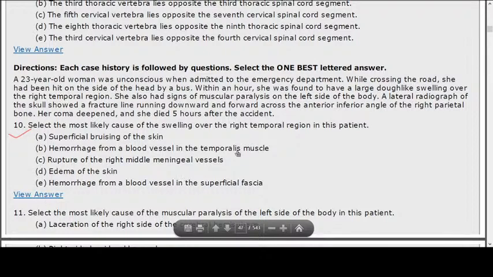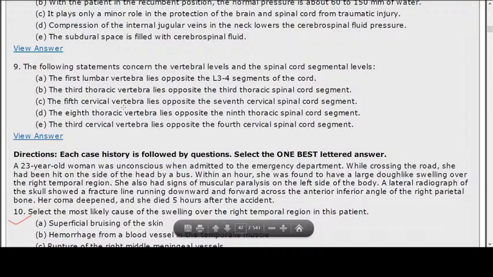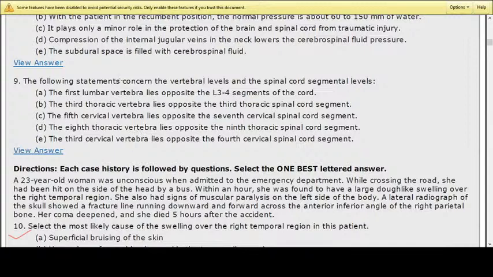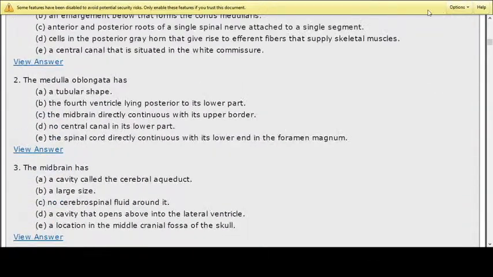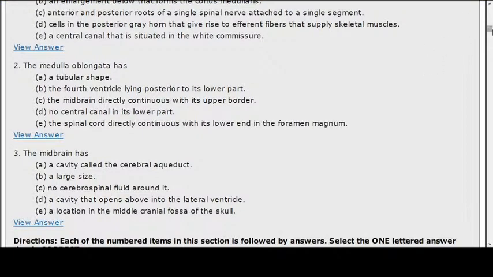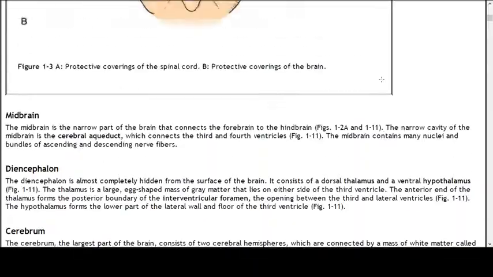What does this do? Okay, some features have been disabled to avoid potential security risks. Only enable these features if you trust the document. This document one time only, this document always. Can't I cancel? I don't want to go. Okay, I just.